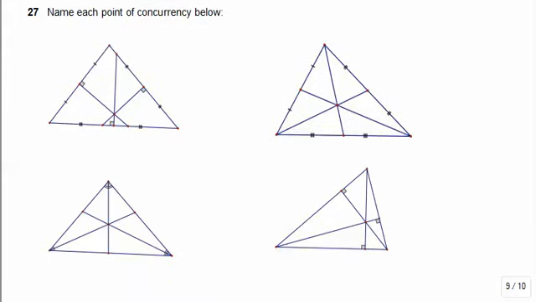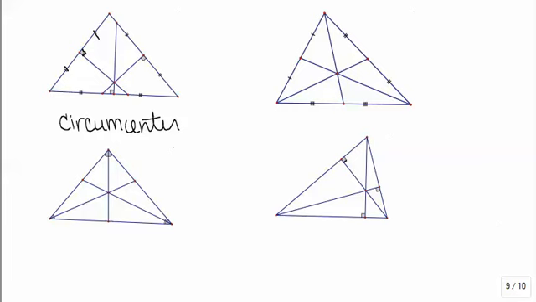Name each point of concurrency. These are perpendicular bisectors because they are at a 90-degree angle and they are bisected. So this is the circumcenter. These are altitudes because they are only 90-degree angles, so this is orthocenter. These are medians. They are the midpoint to vertex, so this is centroid. And these are angle bisectors, so this is incenter.